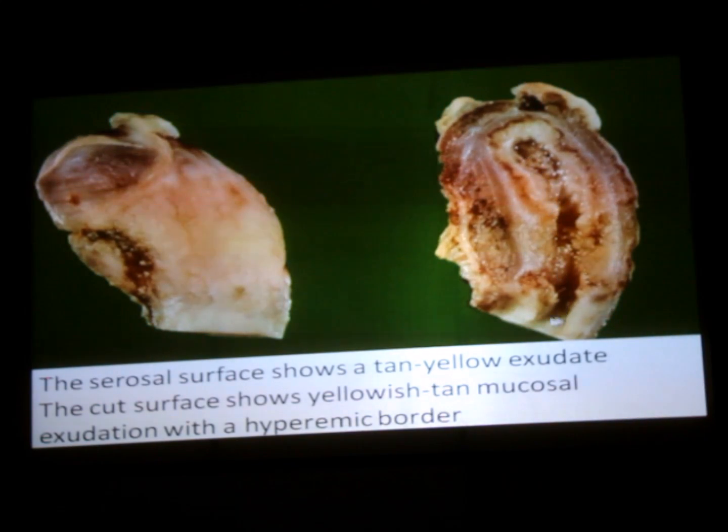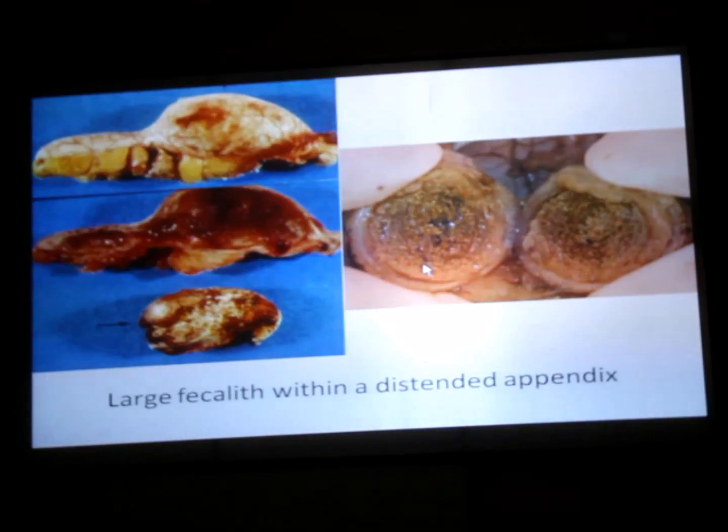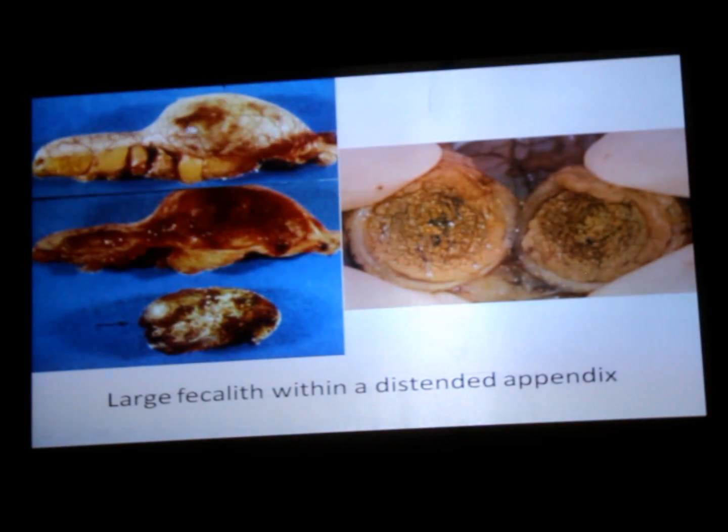When they cut the appendix, inside it, this is the lumen. This is the layer of appendix and the fat which is attached to the appendix. This is the tip of appendix. This is another appendix with the fat, congested blood vessels here also. This is the cut section of the same appendix.